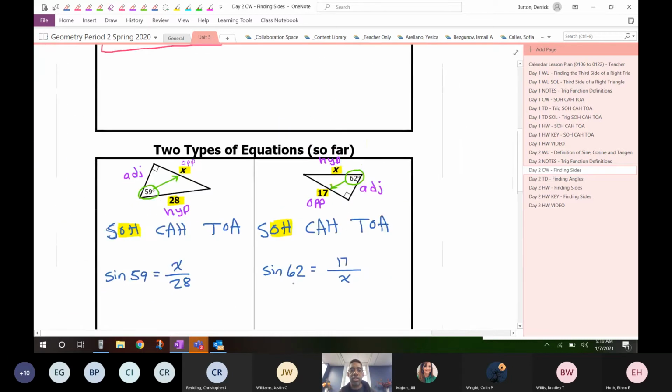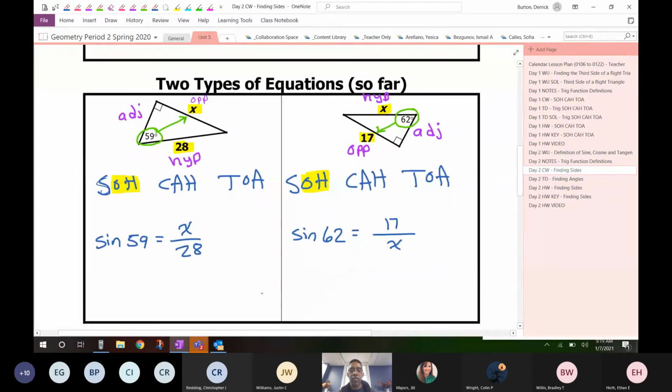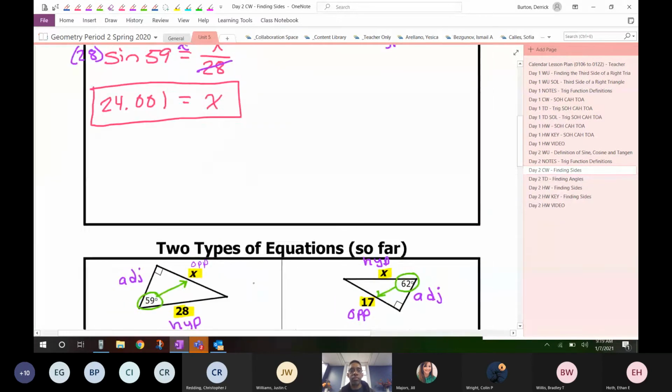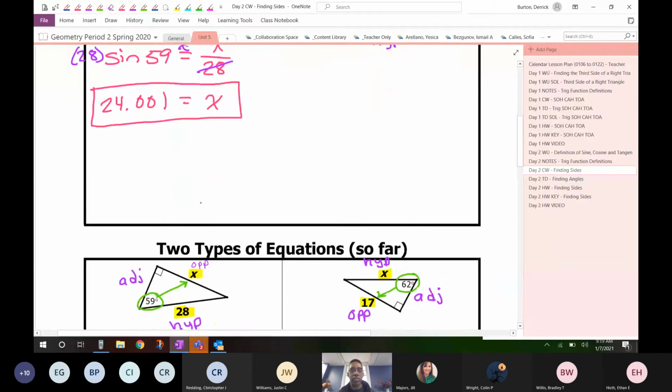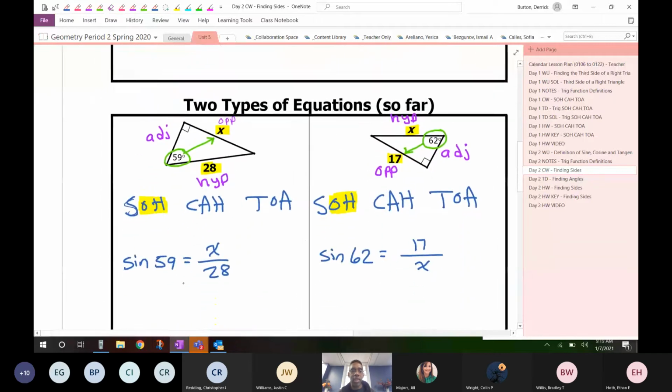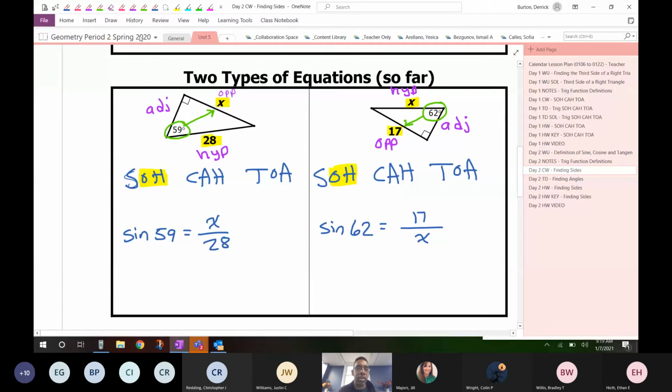Now I want you to compare these 2 equations. They look very similar, but in the first equation, x, the variable, is in the numerator. In the second equation, the variable is in the denominator. So these have to be handled differently. On the previous problem, we already solved the first equation, and we saw that the way we handle it when the variable is in the numerator is we multiply. We multiplied both sides by 28.